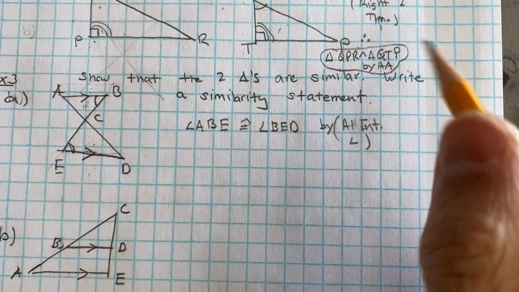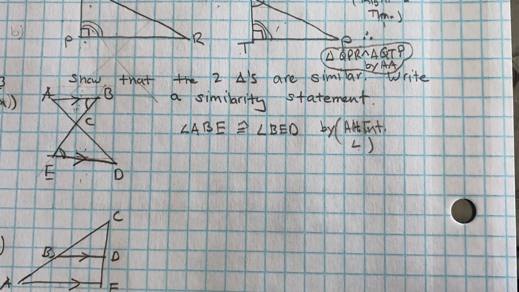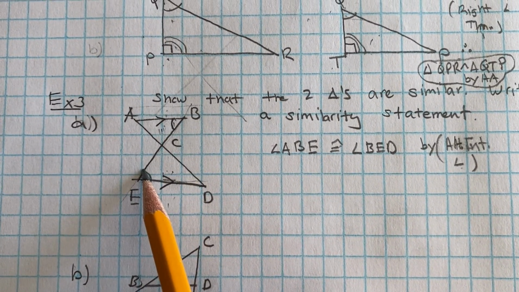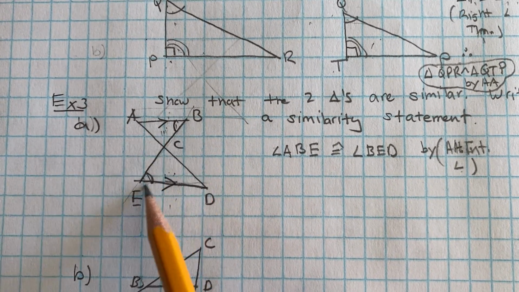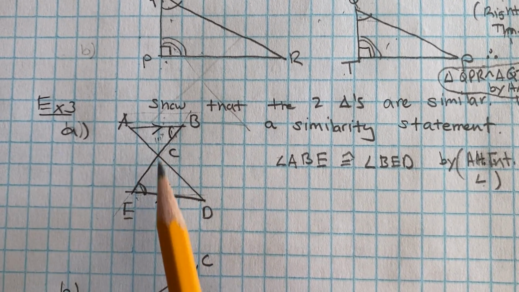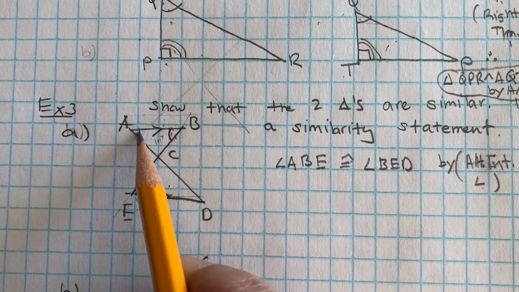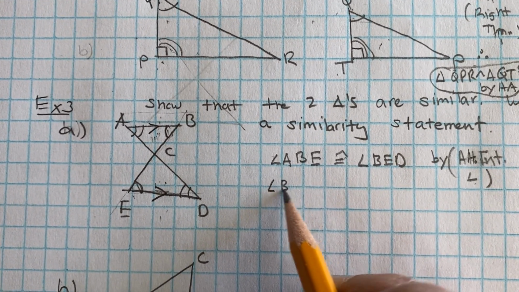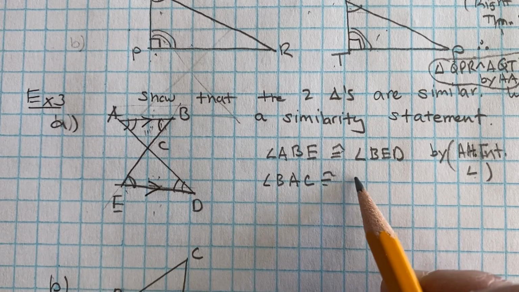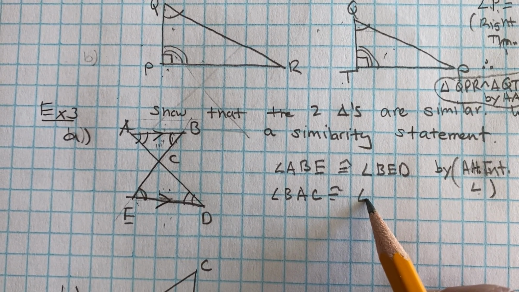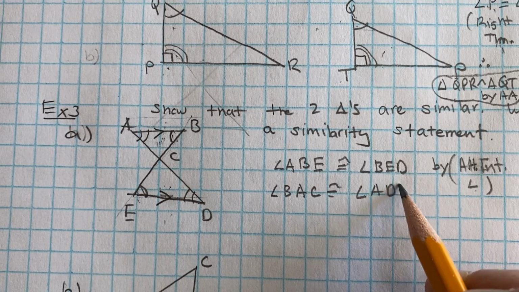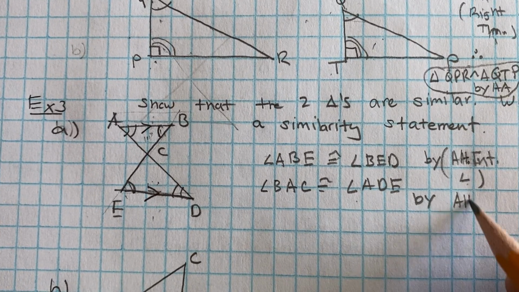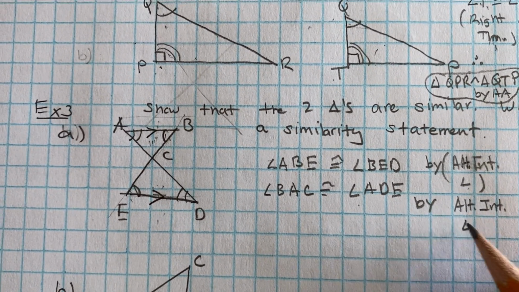In fact, let me just erase that. That looks kind of sloppy. ALT, okay, alternate interior angles. All right, so I have two angles congruent right now, right? But I need two sets of angles, right, to prove that these two triangles are similar by angle, angle. I could also say, hey, this angle right here is congruent to this angle. So angle BAC is congruent to angle ADE. Also by alternate interior angles.